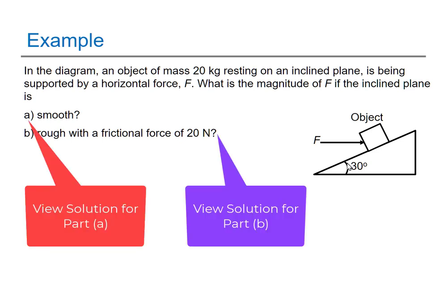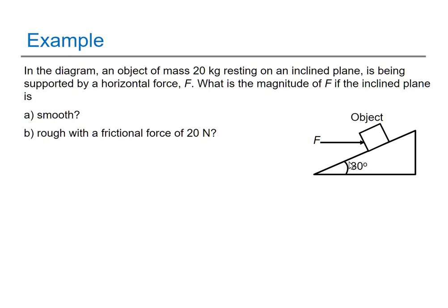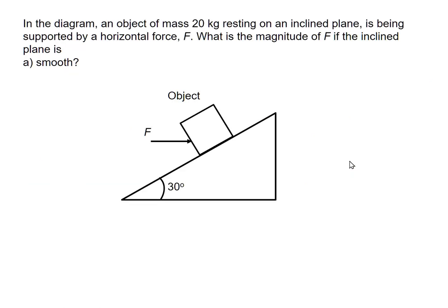Let's look at part A first. So in part A, let's focus on the diagram. So you'll see this diagram here. I made it bigger so that's easier for us to draw the forces on the object. So let's look at the object itself. It is given that there is a mass, which means that the weight is now 200 newtons.